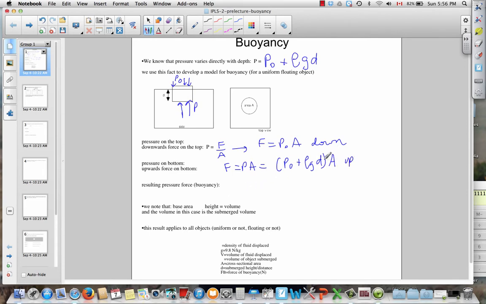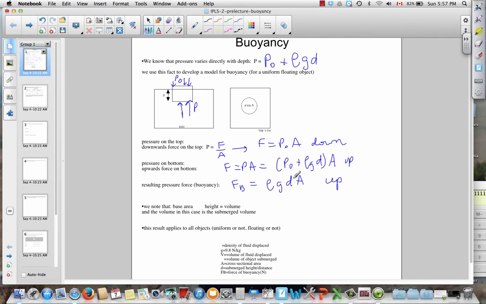Now, if we find the resultant of those two, they're in opposite directions, so we're going to subtract. When we do that, the P naught A's will cancel out, and we'll just be left with this term right here directed upwards. Now, the difference of those two pressure forces is the force of buoyancy. And so we can see it's going to be directed upwards, and it's rho G D A directed upwards.